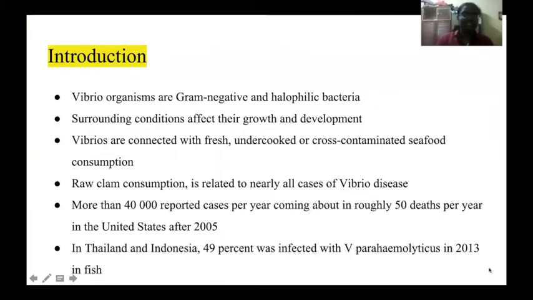For the introduction, Vibrio organisms are gram-negative and halophilic bacteria where their surrounding conditions affect their growth and development. Vibrios are connected with fresh, undercooked, or cross-contaminated seafood consumption or raw clam consumption, which is related to nearly all cases of Vibrio diseases. More than 40,000 reported cases per year and 50 deaths were recorded in the United States ever since 2005. However, in Thailand and in Indonesia, 49% of the cases are infected with V. parahaemolyticus, which is mainly found in fish.